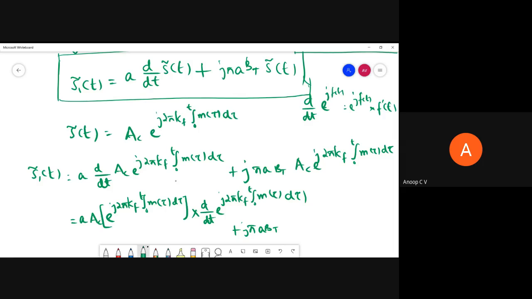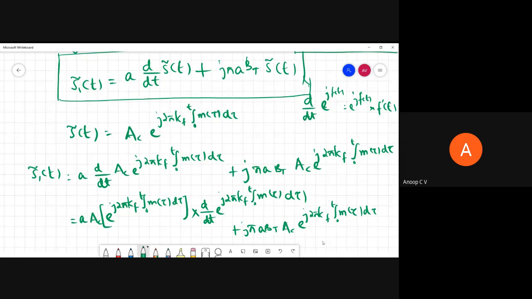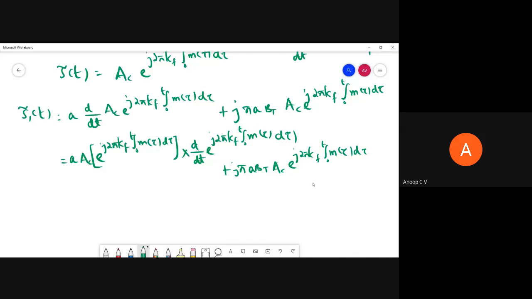That's it, right? j pi b t, a_c e^(j 2 pi k_f integral 0 to t m(tau) d tau). So this is what we have now. You can see in both these terms a_c e^(j 2 pi k_f integral 0 to t m(tau) d tau) is common, so we can take it common. So it is a_c times e^(j 2 pi k_f integral 0 to t m(tau) d tau).